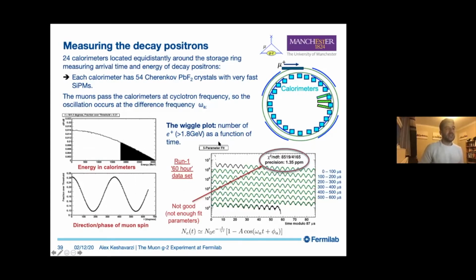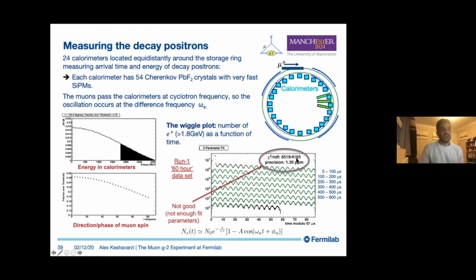And that results in this wiggle plot here where we've made this energy cut, so we only have the high energy muons, and it wiggles as a function of time. But you can see here that what we try and do is then fit this data to a model that we know it should be. So we call it a 5-parameter fit. You don't necessarily need to know what all the terms are, but this 5-parameter fit is what we expect it to be in optimum conditions.